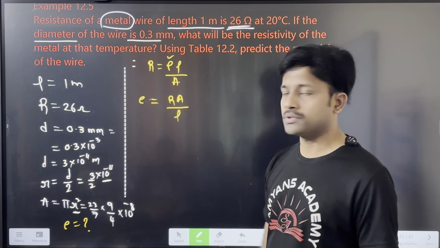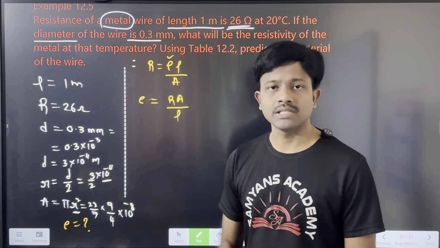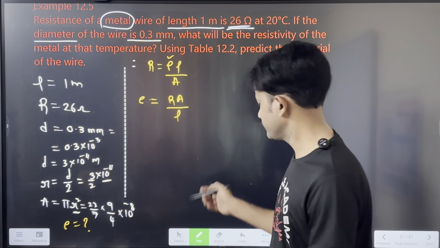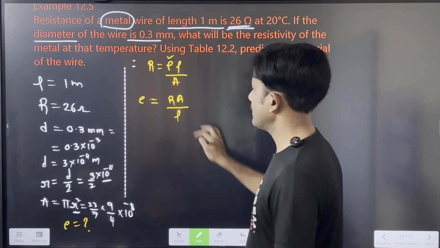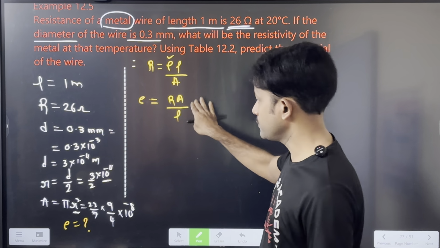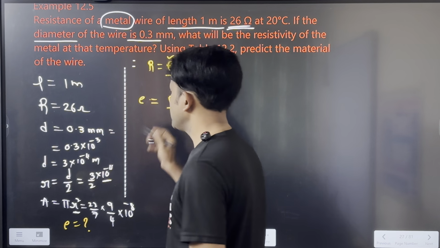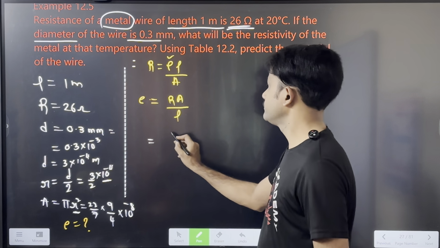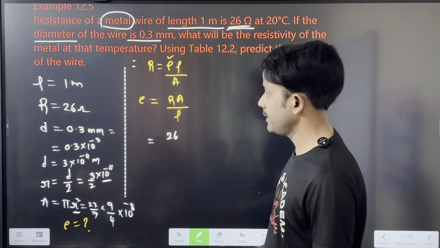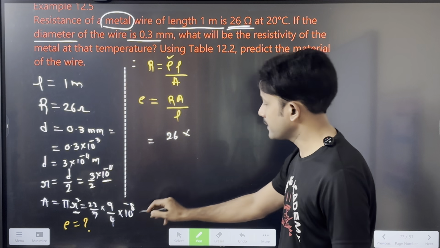Okay, just substitute the values here and find out the resistivity value. Just pause the video and do it. Okay, just substitute the values here. Just all of you please do it. Right, now you see, what is the R value? 26, right? What is the area of the metallic conductor?